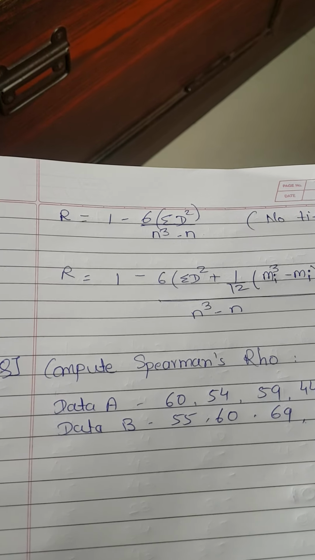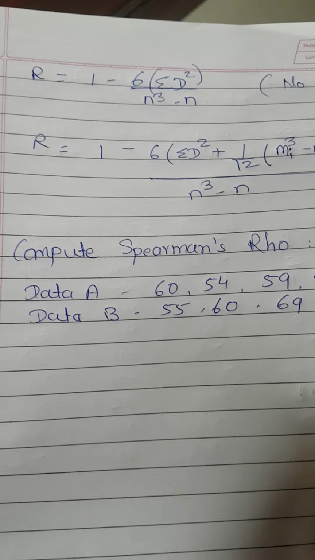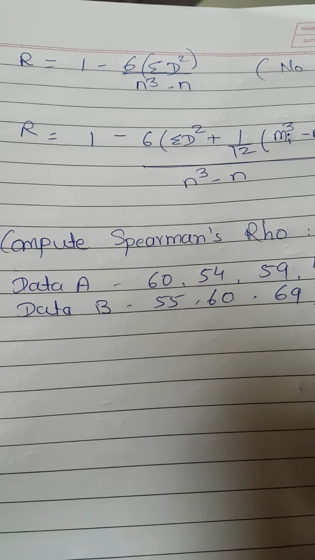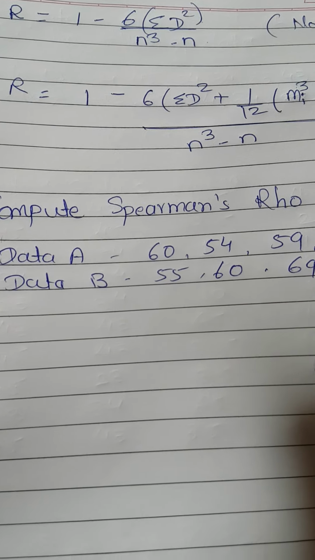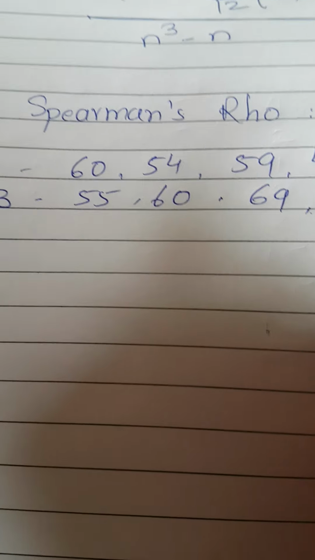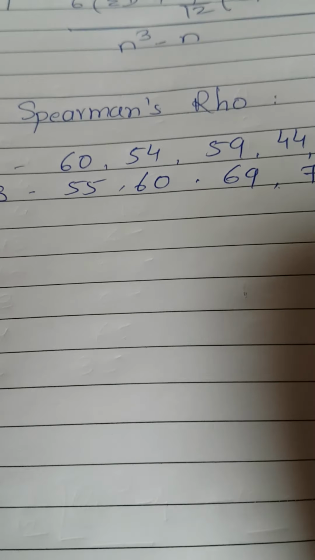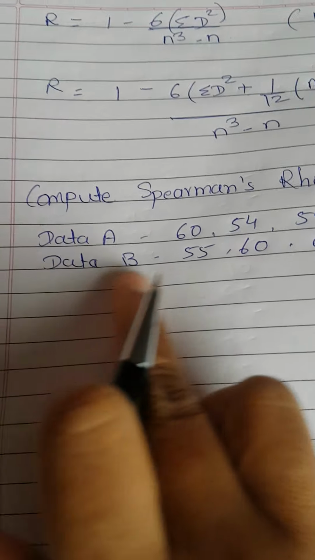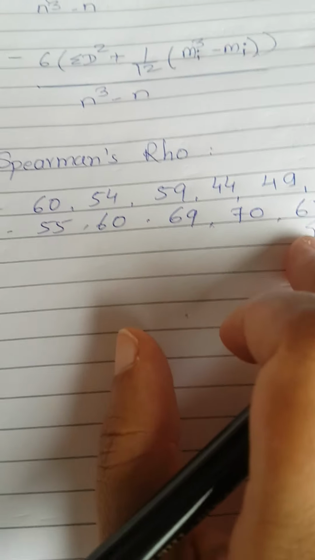In the last video, when one of our friends had asked, it was a Spearman's coefficient formula where we had seen the data was repeated. Now this is a December 2018 question paper, and it is for 7 marks. This is the given data that we have to compute the Spearman's rho coefficient.